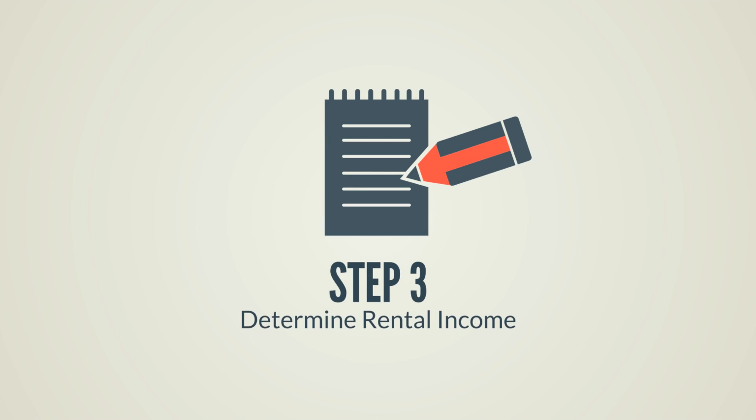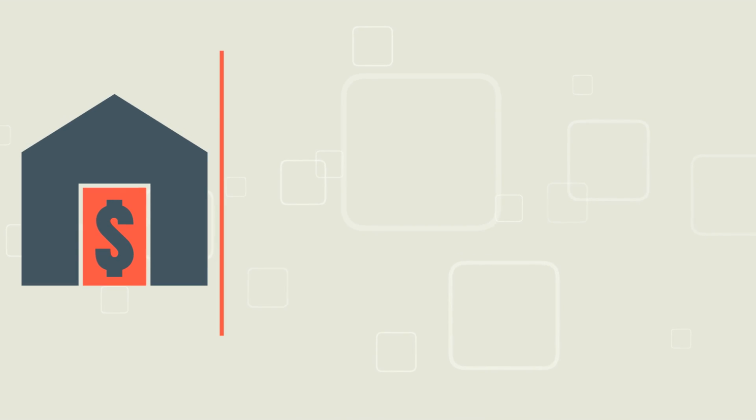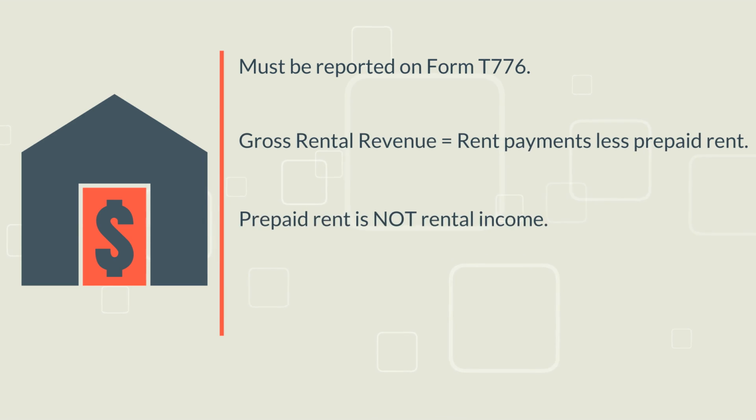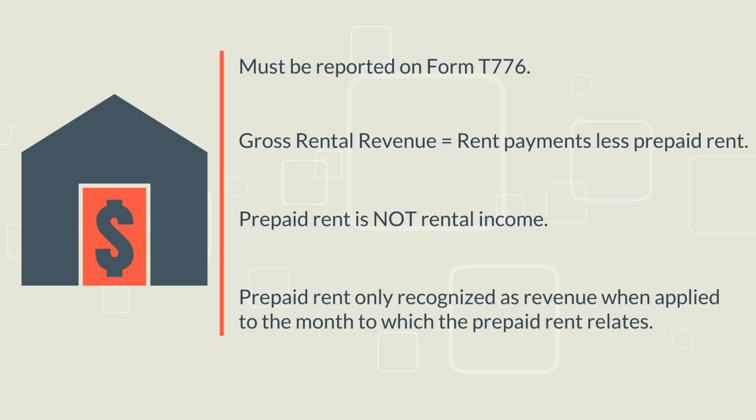Number 3, determine rental income. The next step in preparing your tax returns for rental properties in Canada is to determine the gross rental income. The gross rental revenue that you earned in the year must be reported on Form T776. Gross rental revenue earned is equal to the amount of rent payments that you've received in the year, less prepaid rent received. Prepaid rent is not rental income, but is a tenant deposit that you're holding on to, usually to be applied against the last month's rent. Prepaid rent is only recognized as revenue when it is applied to the month to which the prepaid rent relates.